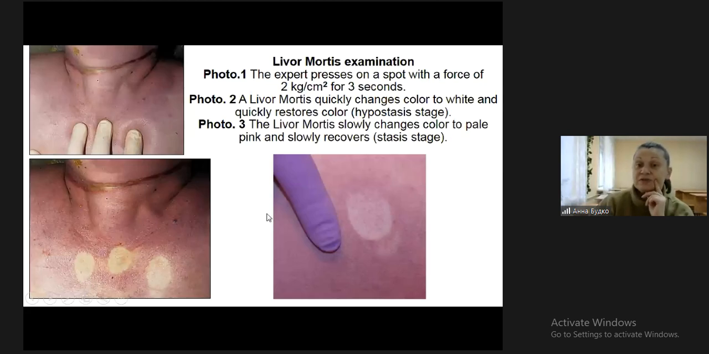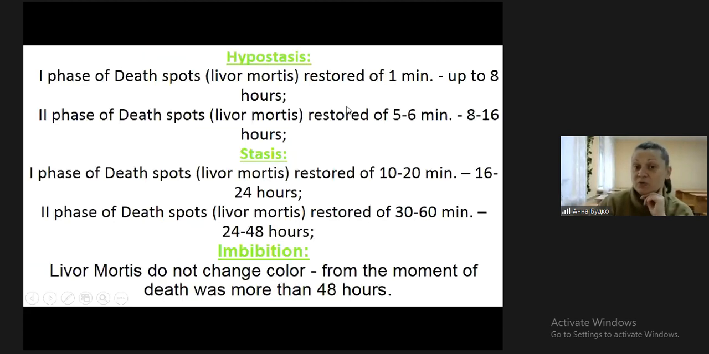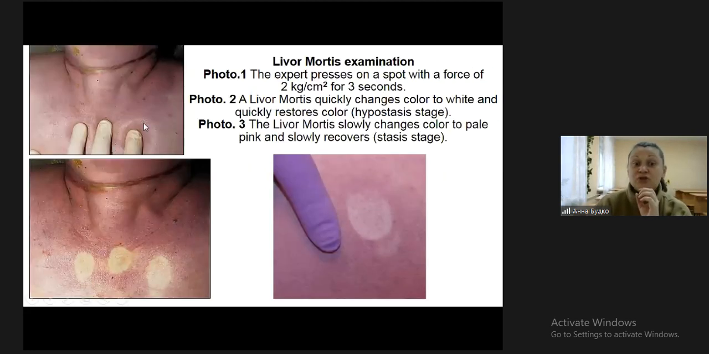Now, if we take the first stage in the case of livor mortis. In the case of livor mortis, we distinguish three stages: hypostasis, stasis, and imbibition. In hypostasis, blood, erythrocytes, blood cells, and plasma are held in the blood vessels, and the blood has a liquid consistence.